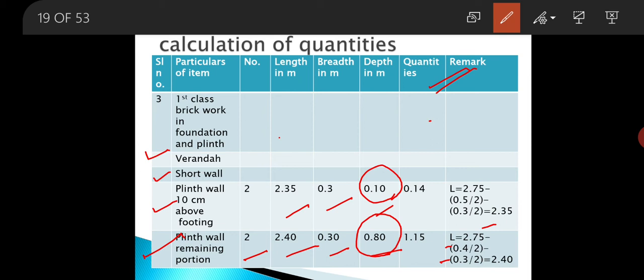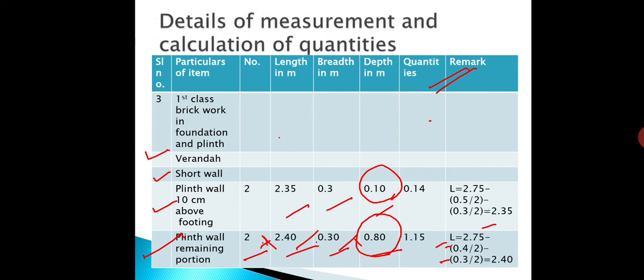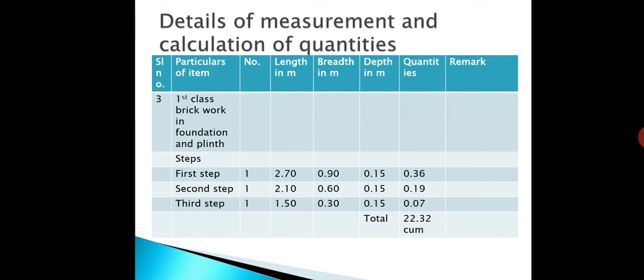In total, the depth of the plinth wall of the veranda is 90 centimeter. But for a depth of 10 centimeter, there is a different type of footing. For a depth of 80 centimeter, there is another type of footing. Therefore, we will do the calculation separately. Clear? So veranda short wall is over. Then we will go for calculation of steps.